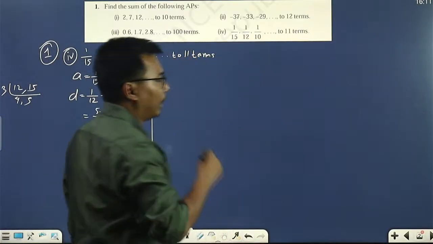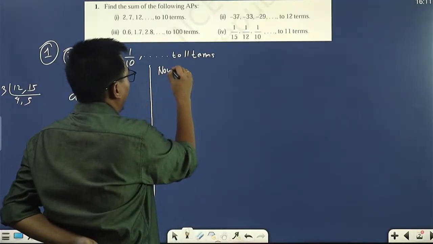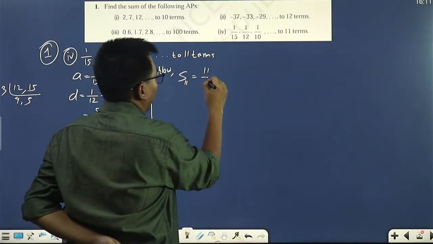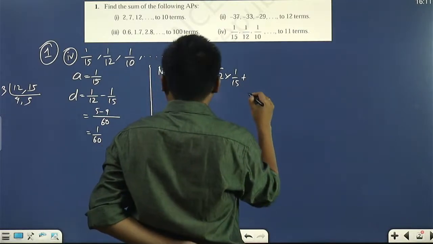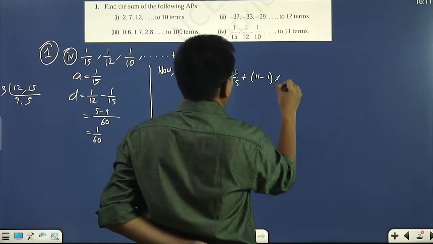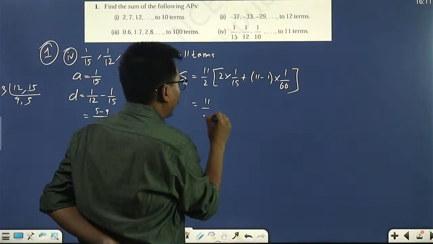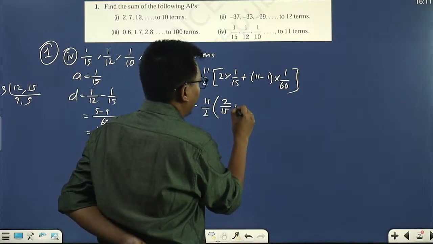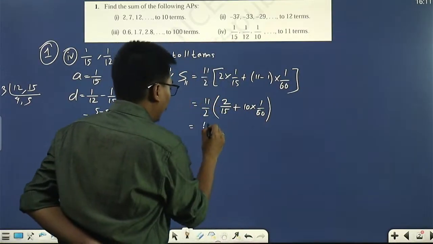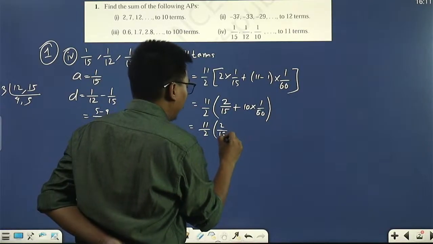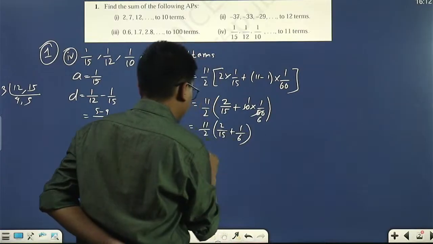We have to find the sum up to 11 terms for this AP. So we have to find S11. It will be 11 by 2 into 2 times A, that is 1 by 15, plus N minus 1, so 11 minus 1, into D. D will be 1 by 60. So we get 11 by 2 into 2 by 15 plus 10 into 1 by 60. So 11 by 2, 2 by 15 plus 1 by 6.